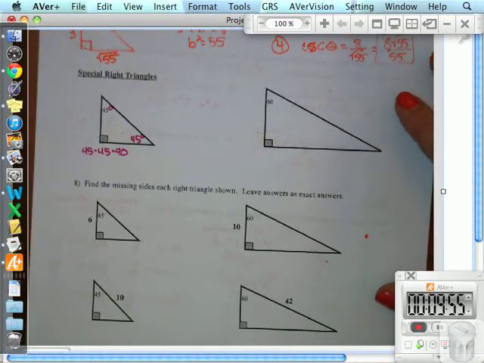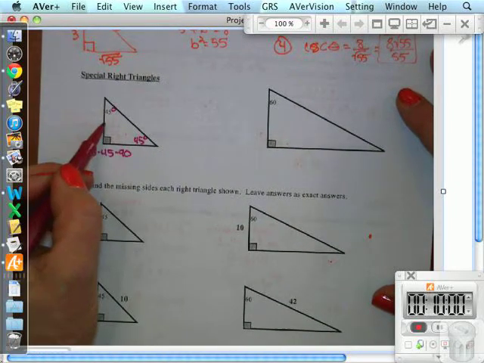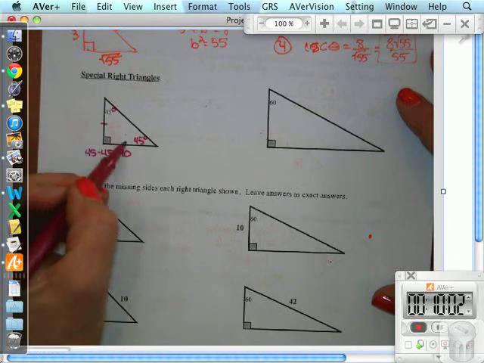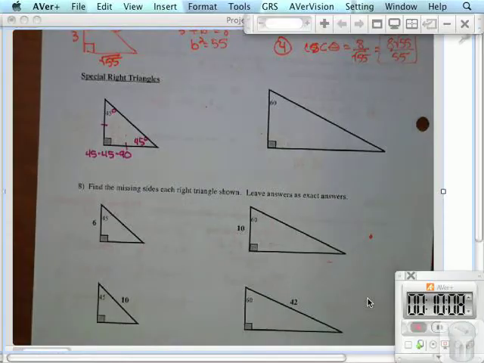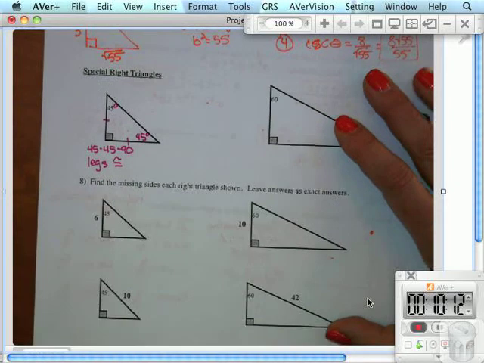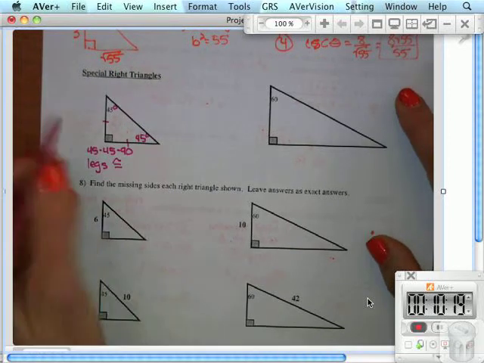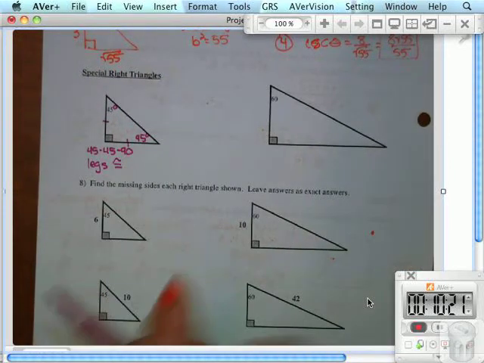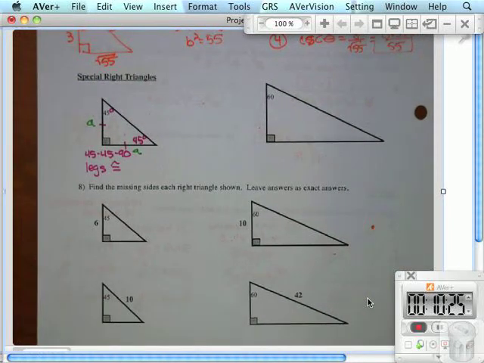In a 45, 45, 90, these legs are going to be what? Congruent. Okay, because they are opposite congruent angles. And the legs are congruent. Just keep that in mind. Legs are congruent. So, does anybody remember, let's say we label this side A, and this side is also A. Does anybody remember the measure of the hypotenuse then?